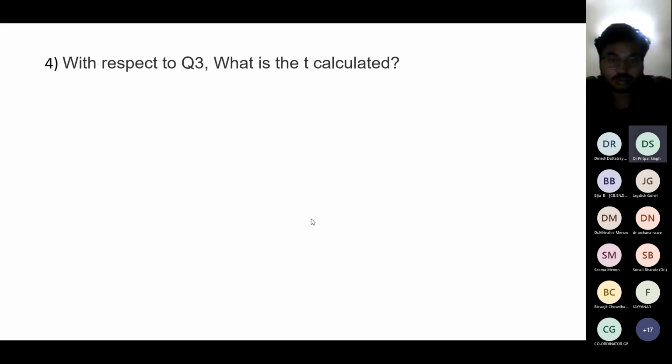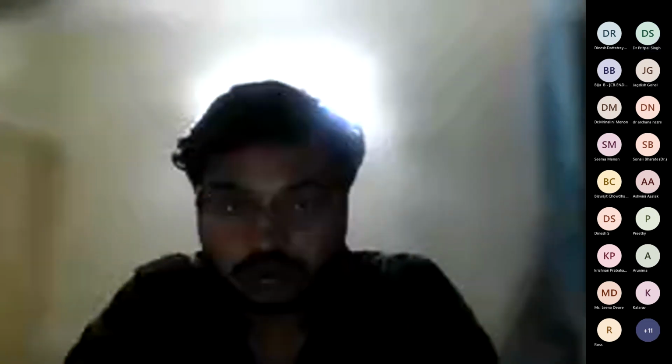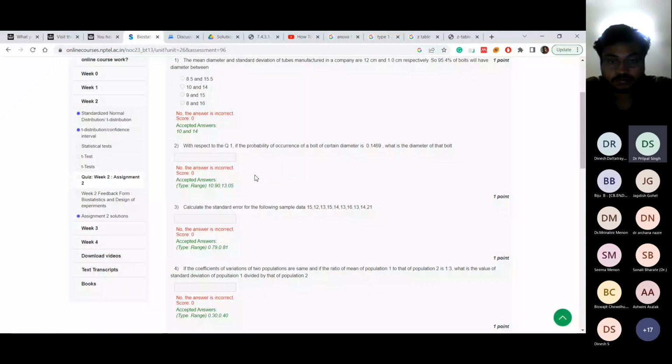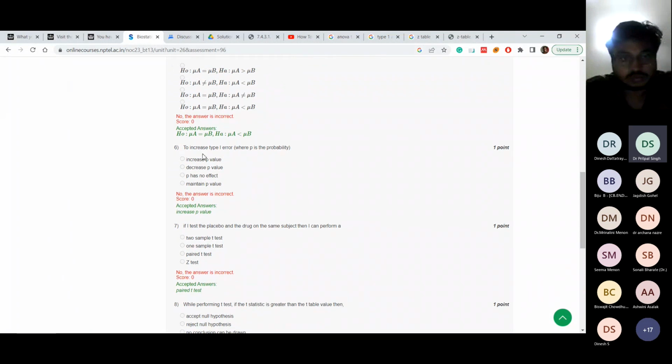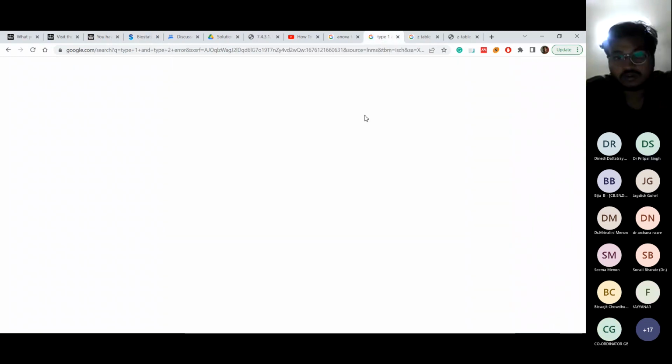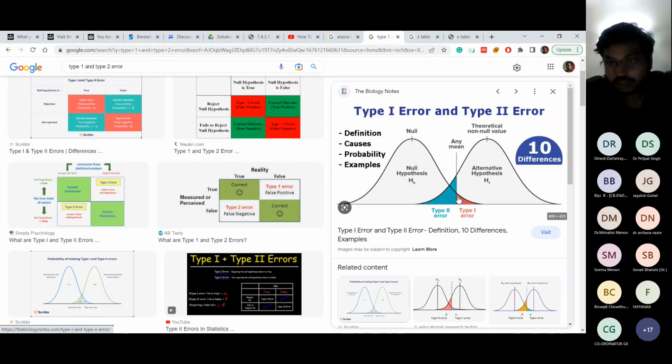Sir, another question from week 2. I just want the conceptual understanding of this. They've asked that if you want to increase the type 1 error, where P is the probability mentioned, what should you do with the P value? The question number 6. To increase type 1 error, what should you do? So you can see here, right?